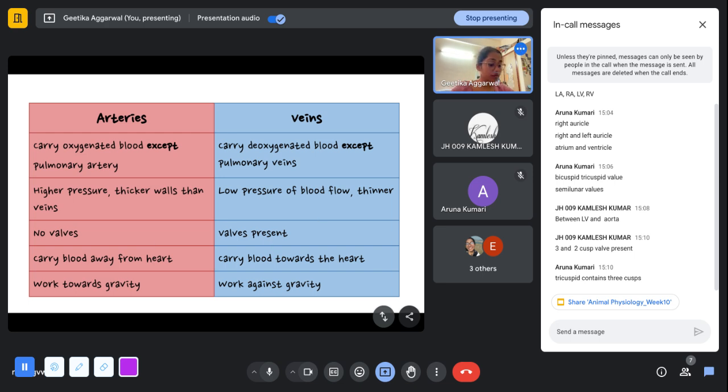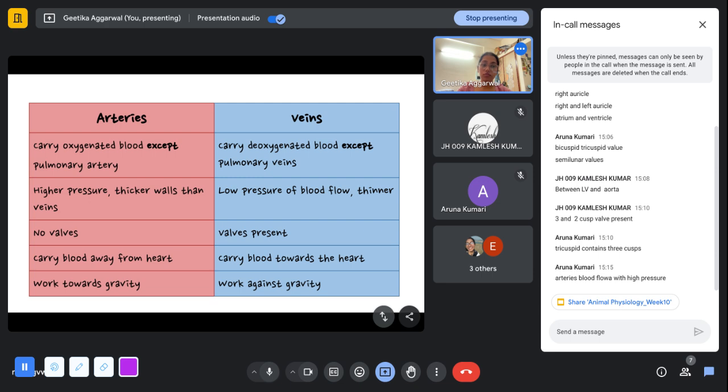Can you tell me? Can anybody take a guess? Why do arteries not have any valves but veins do? In the arteries, the blood flows with the high pressure. Okay. So, what about the veins? What is the function of the valves? How are they helping?